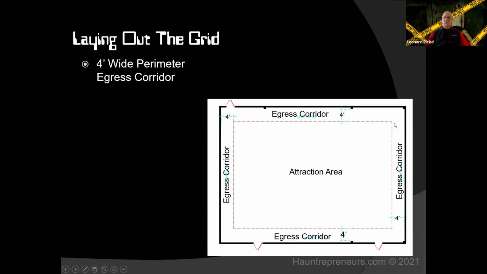So the next thing I do is draw the egress corridor on the perimeter. I give myself 4 foot, and then the attraction, the floor plan, the layout of the pathway for the patrons, is inside that square. That means I have to cross across that egress corridor twice, but as long as the egress is out, it allows people to go out through that little room that I put in there to get to the attraction area, then that's fine.